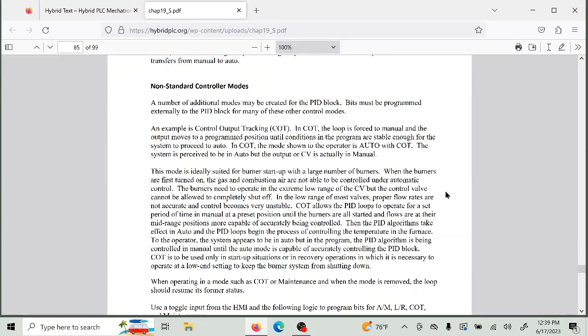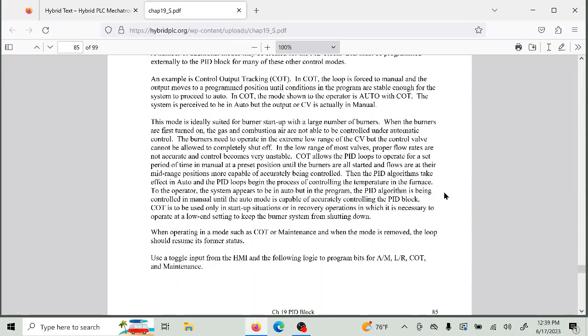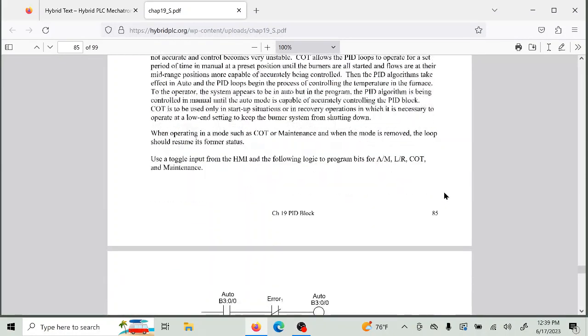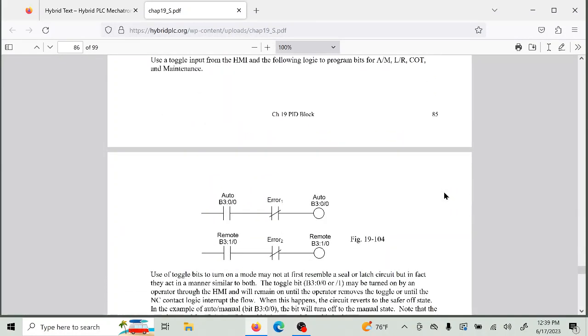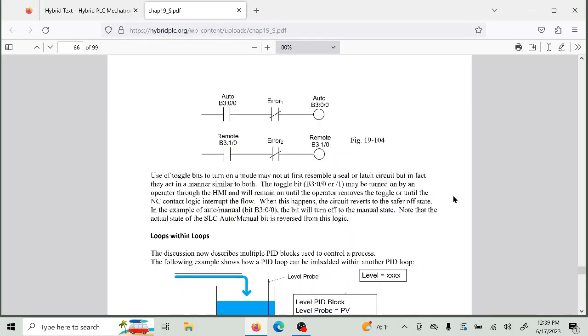You can call it whatever you want to, but these are names that people have invented over the years for these other modes. And there's a lot of them. I don't know them all, I'm sure, but there's a lot of different modes.